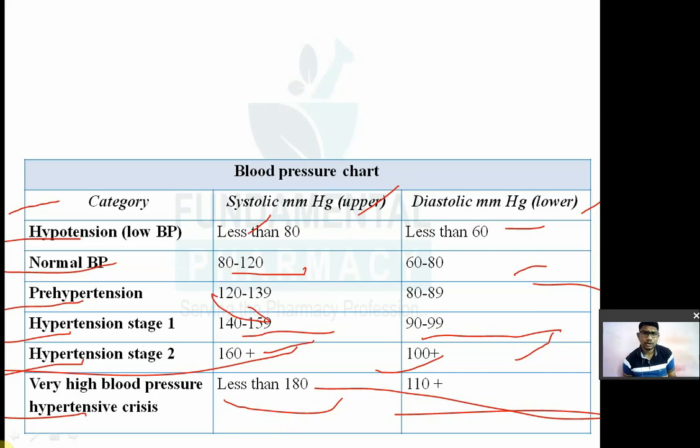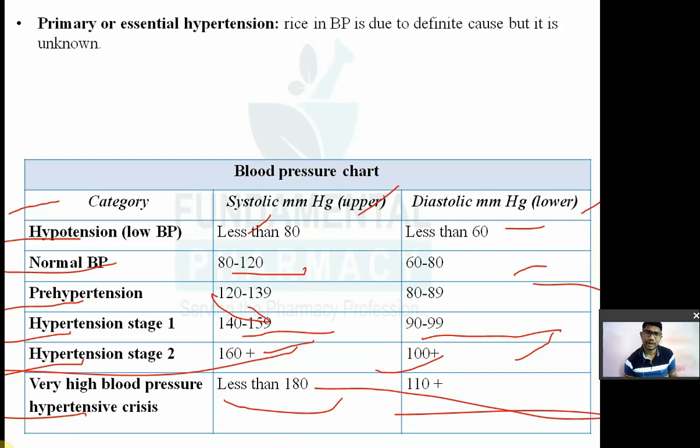Now there are two basic types of hypertension. The first type of hypertension is known as primary or essential hypertension.